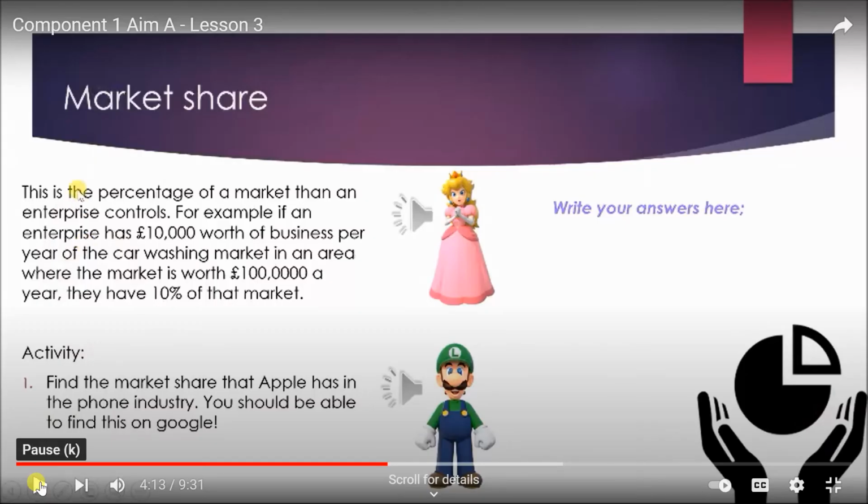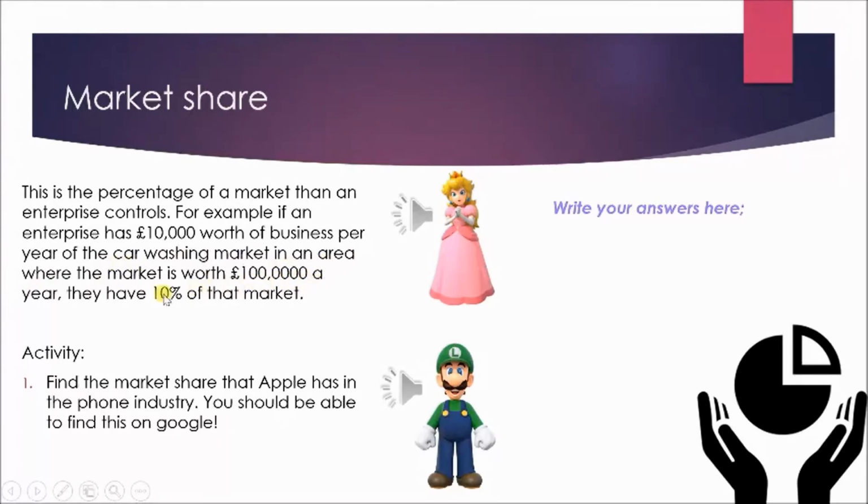That an enterprise controls. For example, if an enterprise has £10,000 worth of business per year of the car washing market in an area where the market is worth £100,000 per year, they have 10% of that market. What I would like you to do is find the market share that Apple has in the phone industry. You should be able to find this really easily on Google.